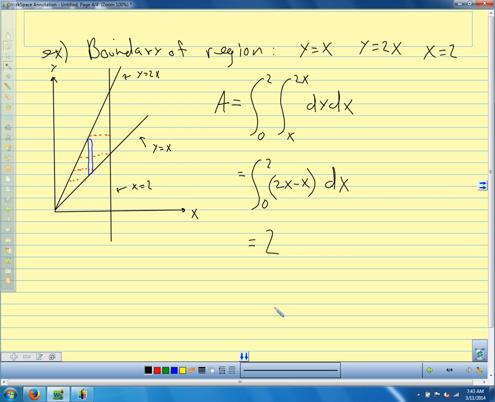Is there an easier way we could find the area of this region without doing integrals? It's a triangle. We could figure out the length of the base of the triangle, and the height of the triangle is 2 units.